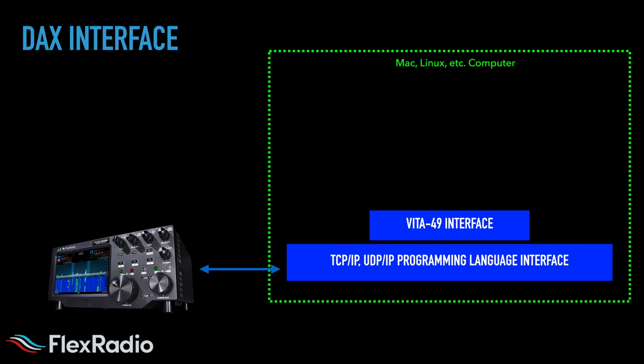If you're on a Mac or Linux or any other kind of computer that doesn't have the C# FlexLib on it, you can access the VITA-49 interface directly from the radio as well. So these are available on all different platforms. We just happen to have a library that uses the C# way of doing things, the calling method for Windows.